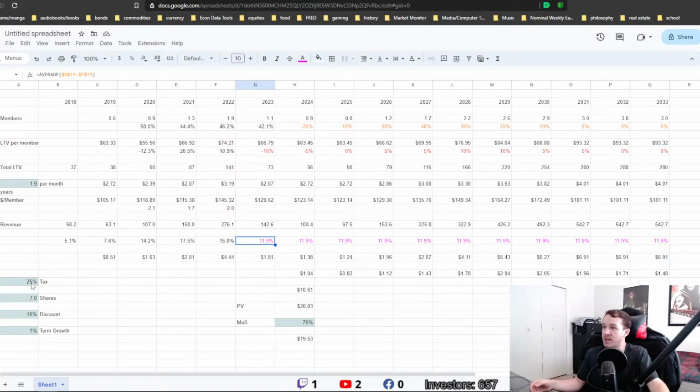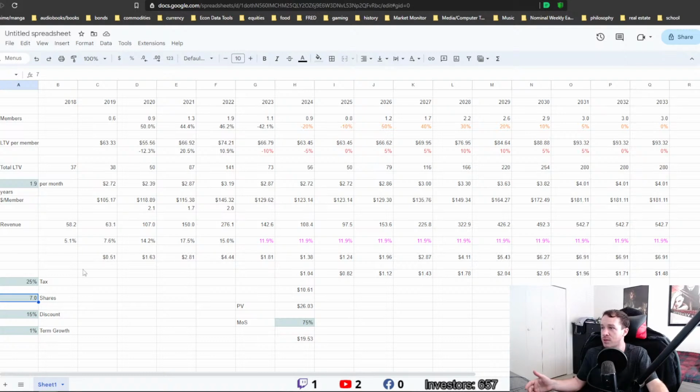Use a 25% tax rate. They have 6.5 million shares or so. I chose to increase that to about 7 million to account for any equity dilution that I'm not aware of. I didn't really want to look super closely at it. That could be an overestimation, but nonetheless, just a conservative estimate.